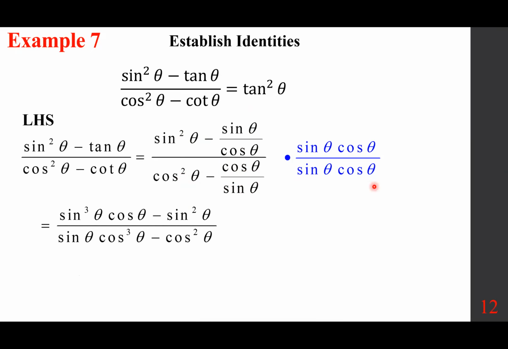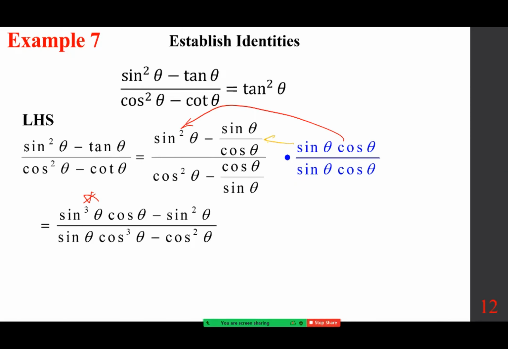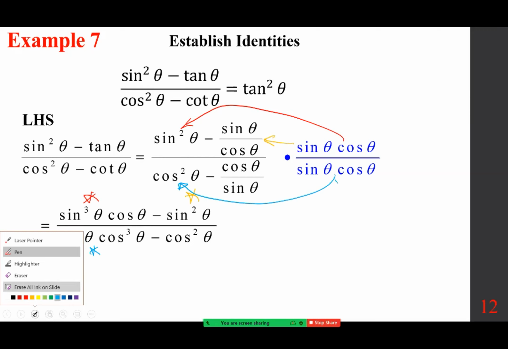So again, when you multiply by this, you get this one. You multiply by this, you get this one. You multiply by this, you get this one. You multiply these two, you get this one. All we have to do is factor what we can from the top, from the bottom.